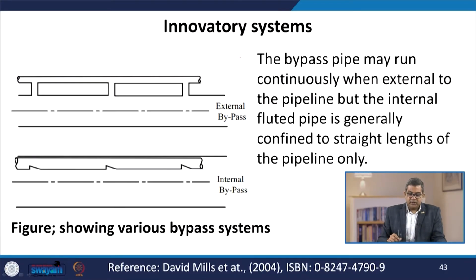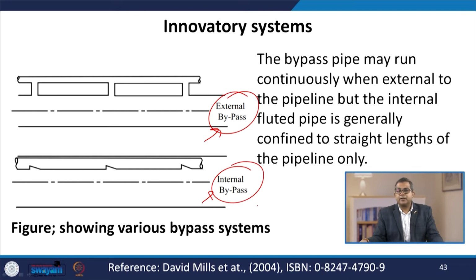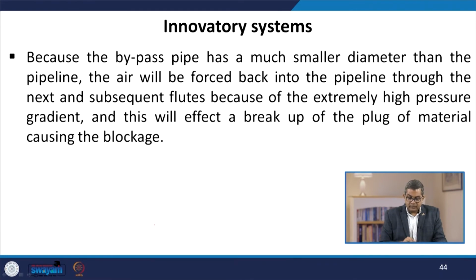Now, this is showing the various bypass lines, like internal bypass and external bypass. The bypass pipe may run continuously when external to the pipeline, but the internal fluted pipe is generally confined to a straight length of the pipeline. Because the bypass line has a much smaller diameter than the pipeline, the air will be forced back to the pipeline through the next and subsequent ports because of the extremely high pressure gradient, and this will affect the breakup of the plug of material causing the blockage.